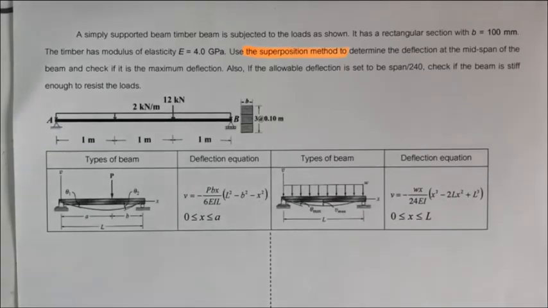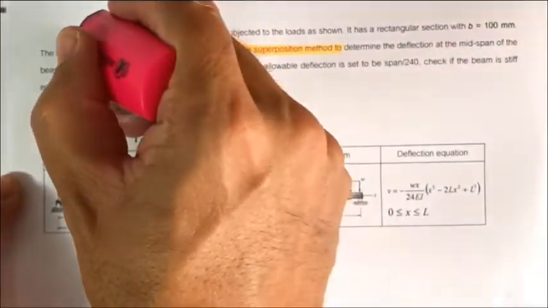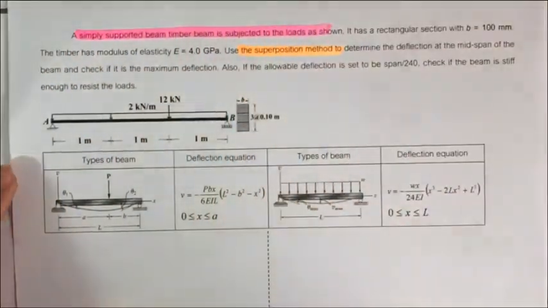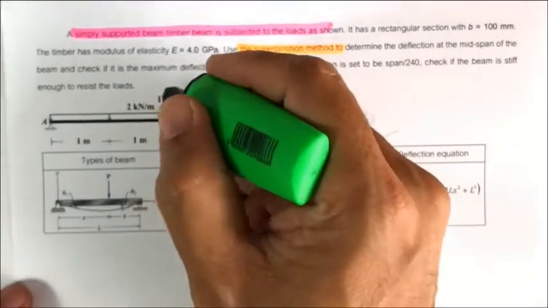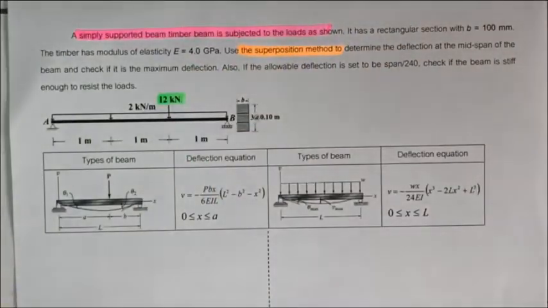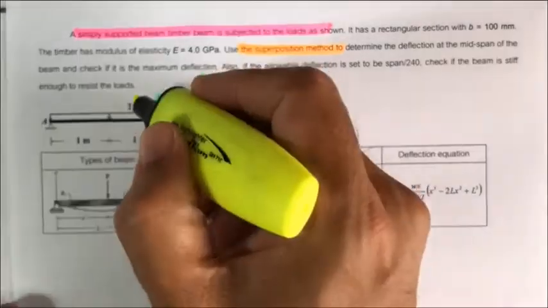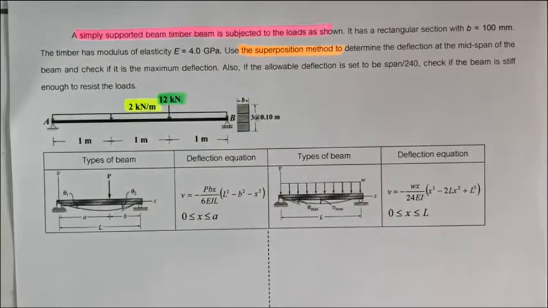So now the problem is a little bit more comprehensive than the one that we had in the mechanics of materials. Let us consider the simply supported timber beam subjected to the loading as shown here. There are two types of loading. One is the point load, that is 12 kilonewton, and the other is the 2 kilonewton per meter, that is the uniformly distributed load.